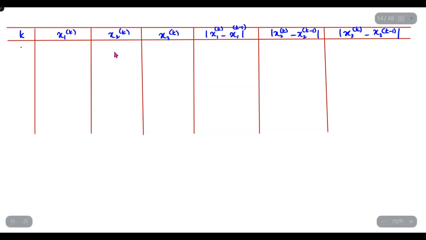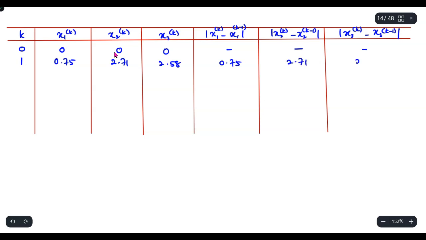Okay, so when k equals 0, we put the value from the problem, the initial value given by the problem, that is 0, 0, 0. And currently here we don't have any error. And then just now from the manual calculation, when k equals 0, basically you get the x1^(1). So in the table, you can fill in up to k equals 1. The values just now are 0.75, 2.71, 2.58, and the error is given by that. Okay, so the maximum error is still greater than epsilon, so we have k equals 2.